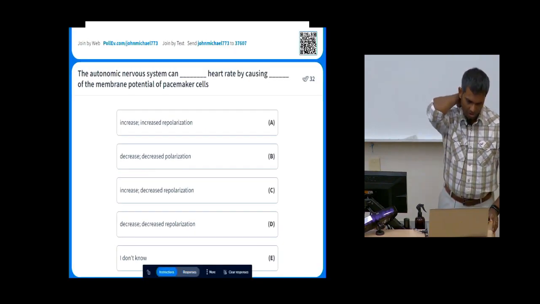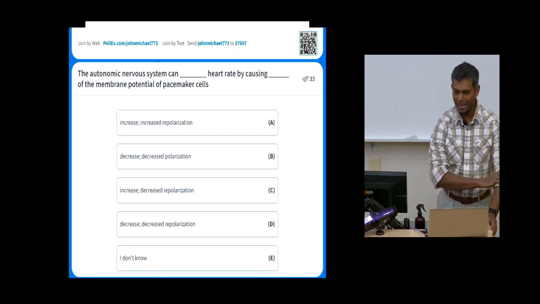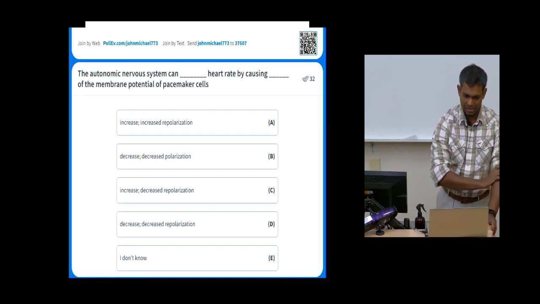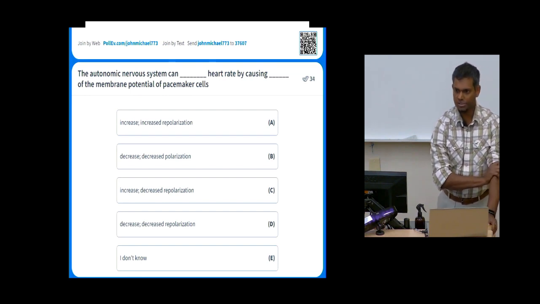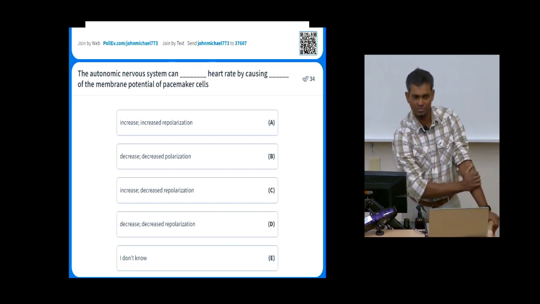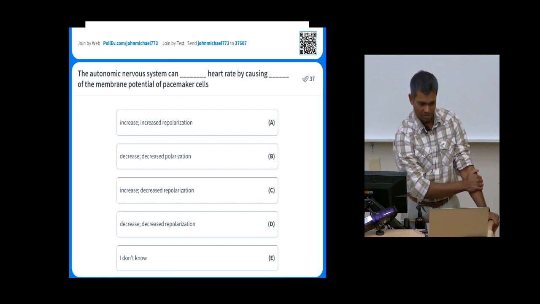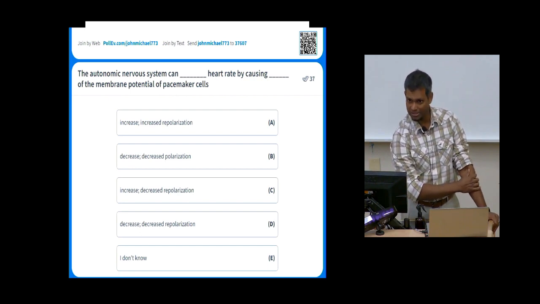Okay, the autonomic nervous system can blank heart rate by causing the blank of the membrane potential of pacemaker cells. Right, so the blanks could be increased repolarization, decreased depolarization, increased repolarization, and so on.